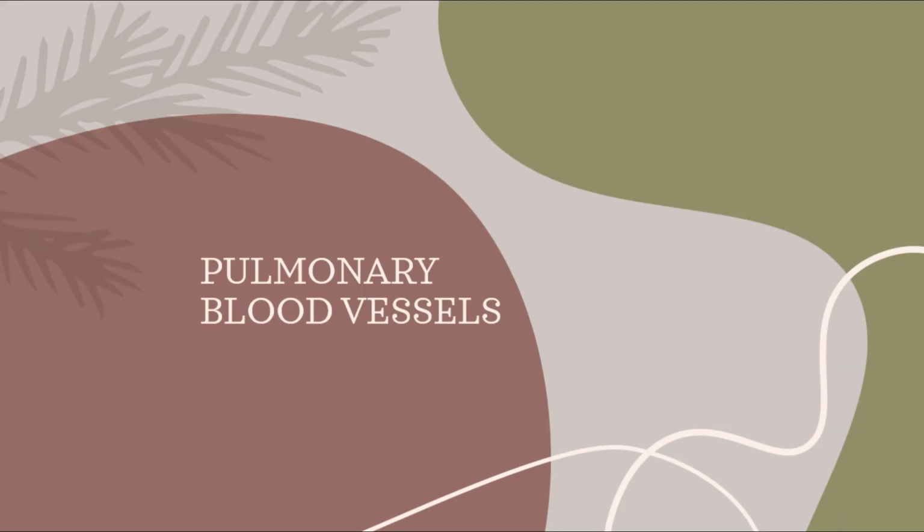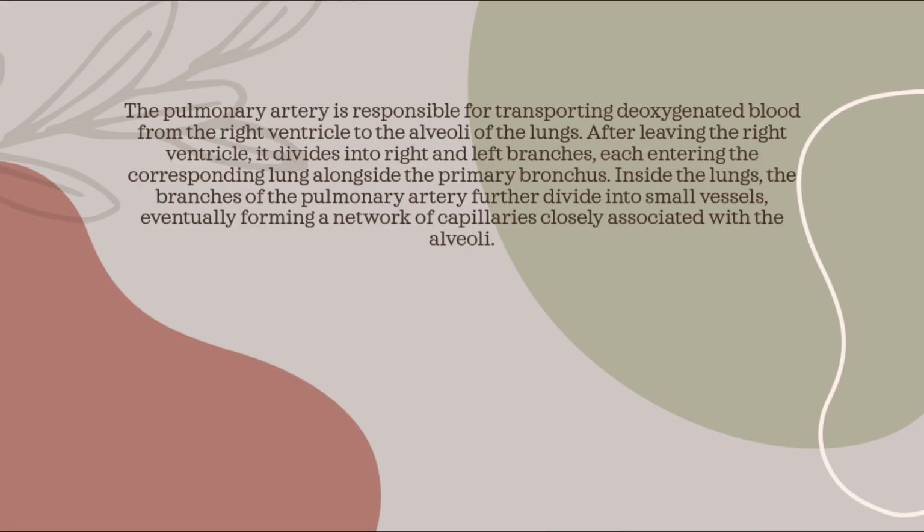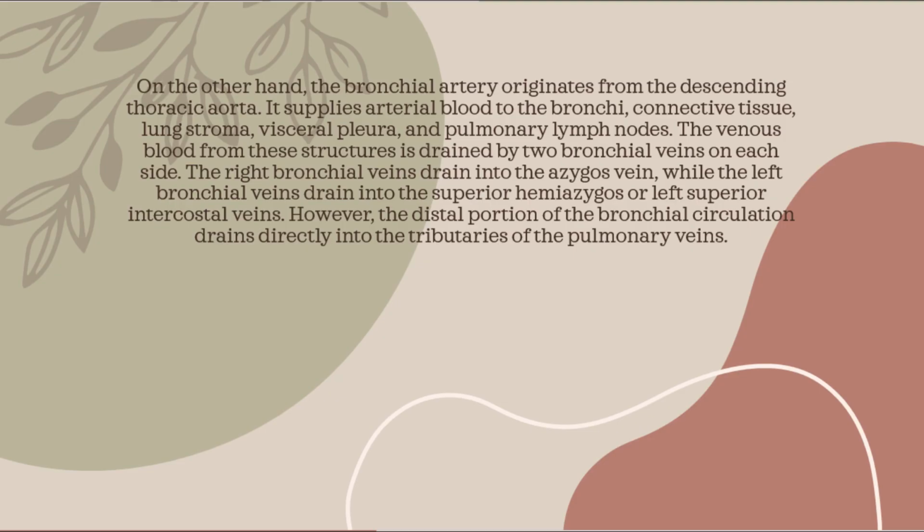Pulmonary blood vessels. The pulmonary artery is responsible for transporting deoxygenated blood from the right ventricle to the alveoli of the lungs. After leaving the right ventricle, it divides into right and left branches, each entering the corresponding lung alongside the primary bronchus. Inside the lungs, the branches of the pulmonary artery further divide into small vessels, eventually forming a network of capillaries closely associated with the alveoli.